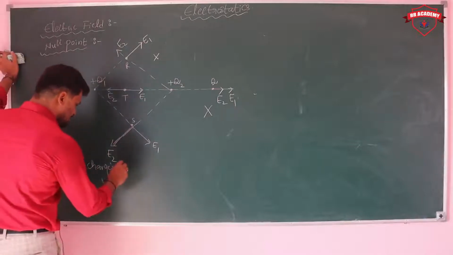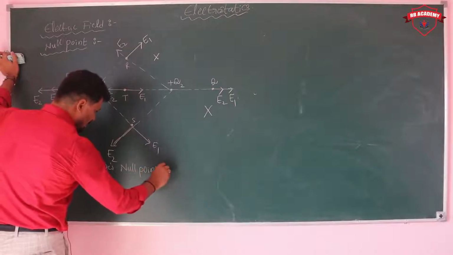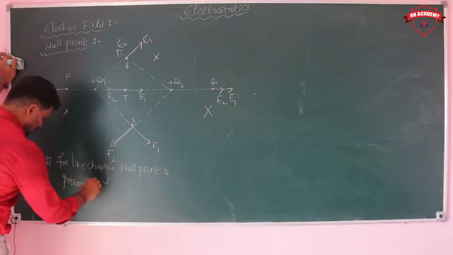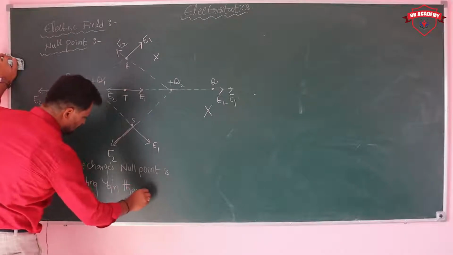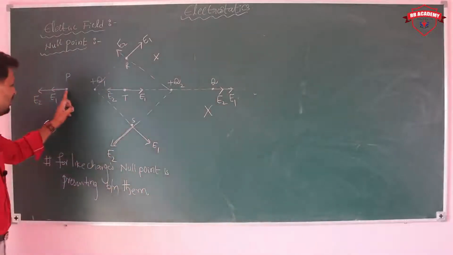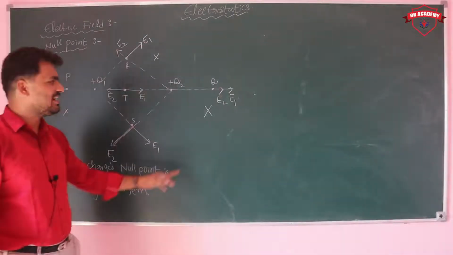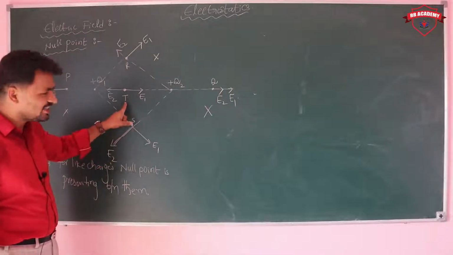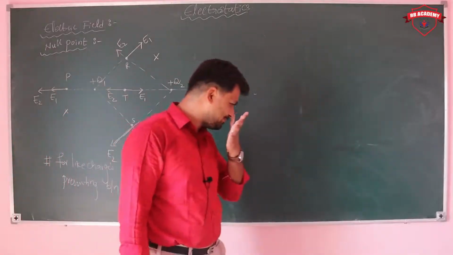for like charges, the null point is present between them. Where is it located? Between them. See here once again. Here both fields are acting away from each charge, and here also away, so that's why it is not zero here. Here not zero, here also not zero. Here it is zero because both are acting in opposite directions.